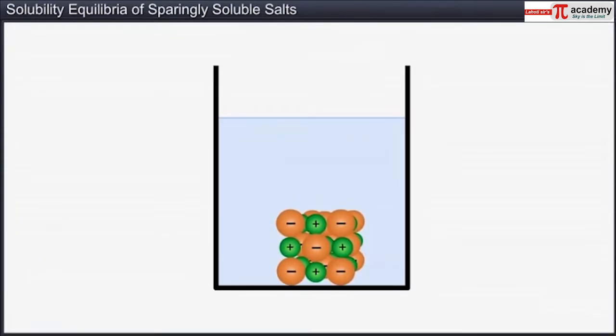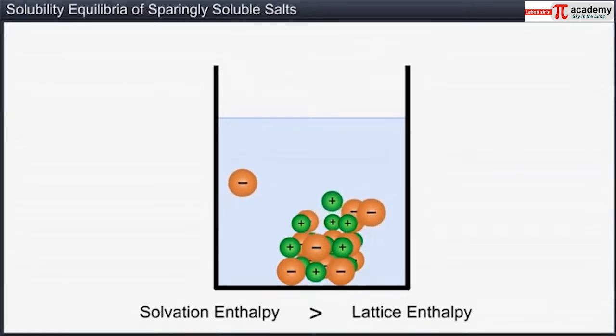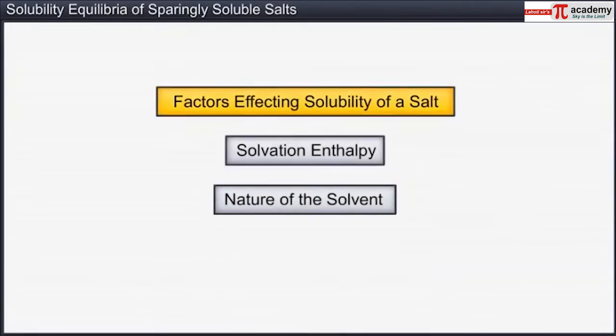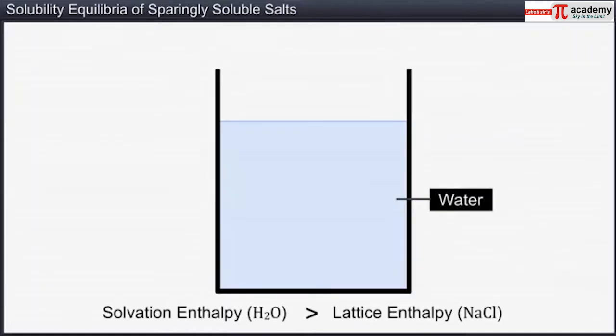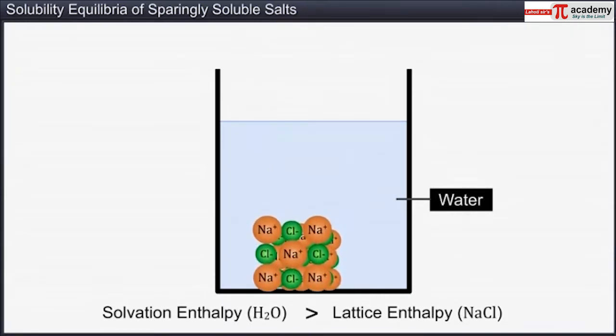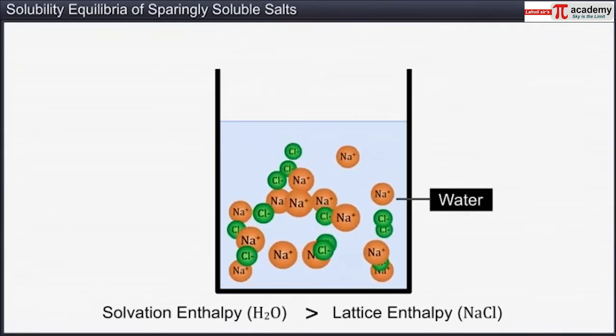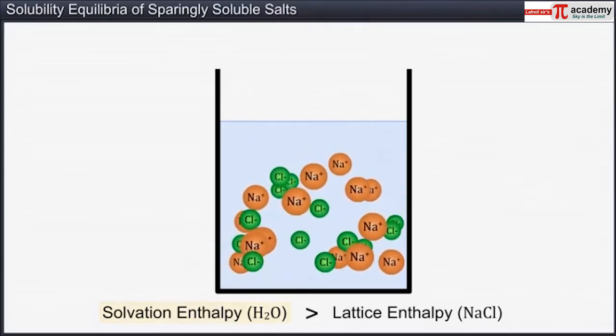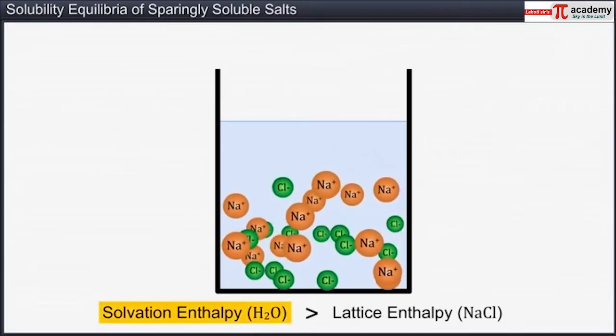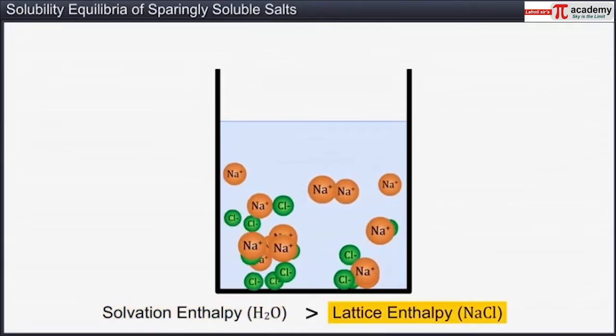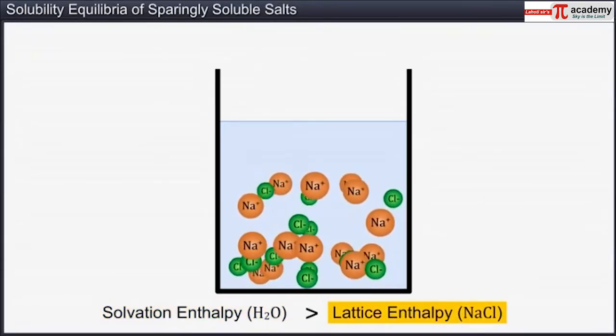A salt is soluble in a solvent only when the solvation enthalpy is higher than the lattice enthalpy of the salt. That is, the solubility of a salt depends on the amount of solvation enthalpy, which in turn depends on the nature of the solvent. For example, sodium chloride is highly soluble in the polar solvent water, because the solvation enthalpy of water is sufficiently high enough to overcome the lattice enthalpy of the sodium chloride salt.